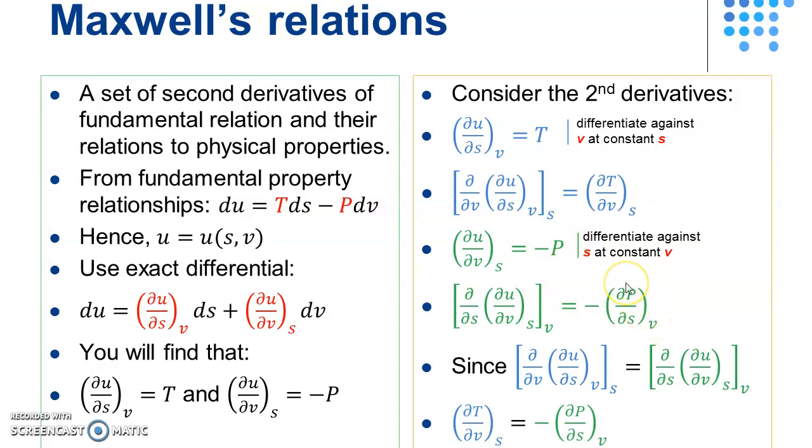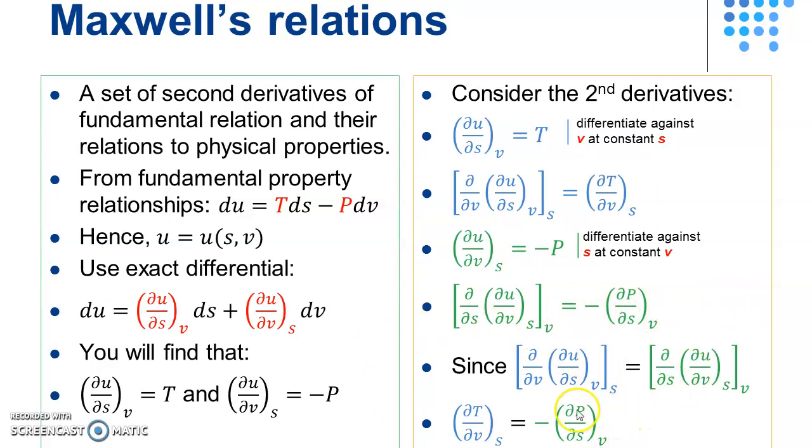Now, why we are doing this is because this term here, the second derivative of U against V and S at constant V and S, is interchangeable with this one. They are the same, basically, mathematically. So because these are the same, what you have now is partial T over partial V at constant S is actually equal to the negative of partial P over partial S at constant V.